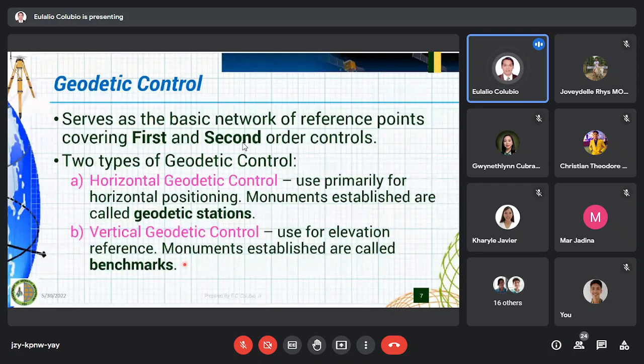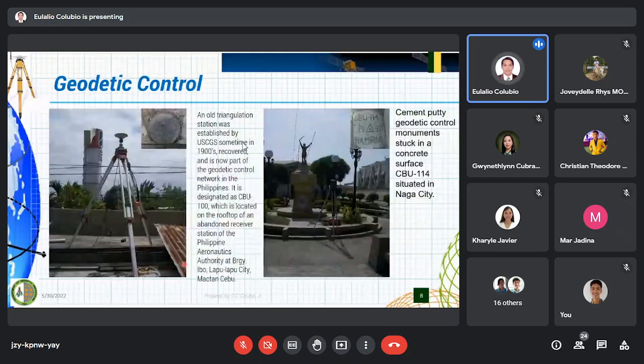If project control is what you establish with these monuments, then the survey is called a project control survey. Okay? So these are examples of geodetic control survey stations in Cebu. The first one on the left is the geodetic station above the roof of a former abandoned receiver station of the Philippine Aeronautics Authority, no?